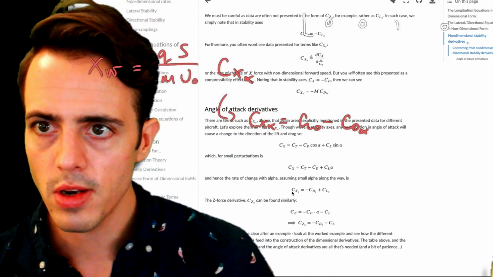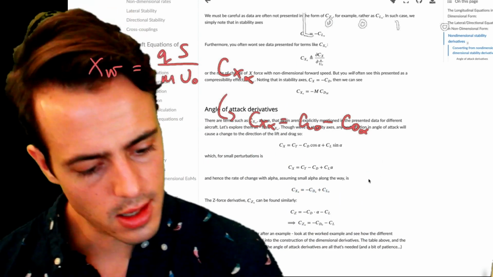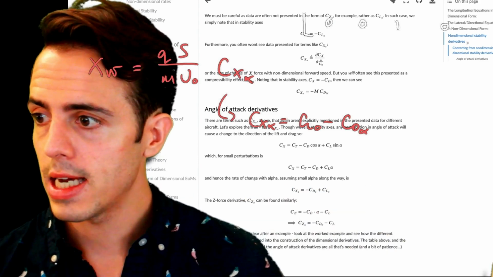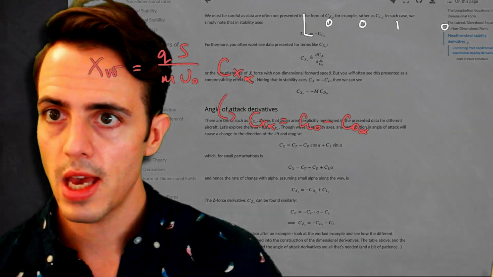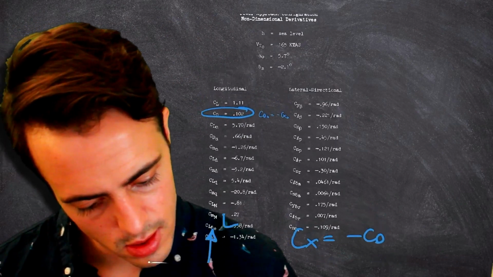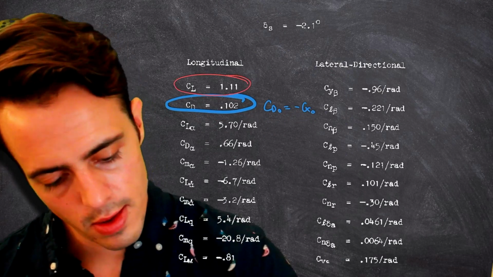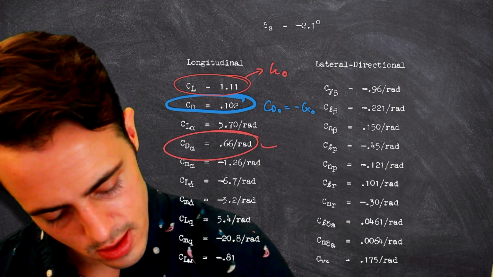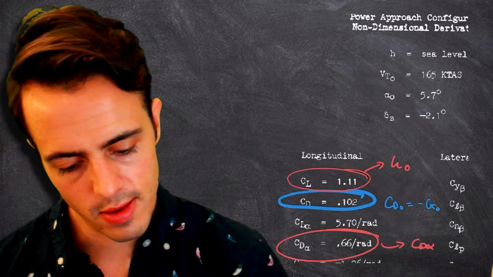So that's this expression here, I just switched it round. That's CL naught minus CD alpha. So we're looking for CL naught and CD alpha. Over here, this is our CL naught, and this is our CD alpha. So we've got both of those, 1.11 and 0.66.